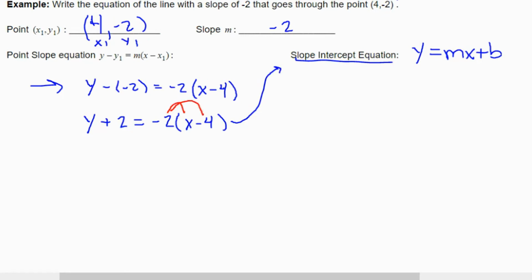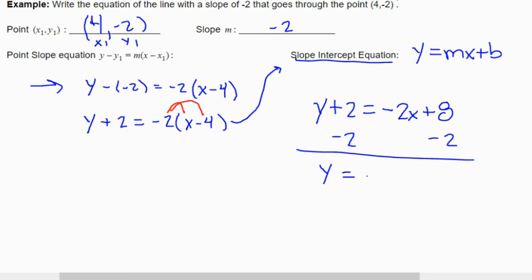Okay, so once I distribute my slope, then I have y plus 2 is equal to -2x. Well, what's -2 times -4? Positive 8. Well, it doesn't quite look like y equals mx plus b. There is one more thing that I need to do. I need to move this 2 to the other side. So we're going to isolate the y. So I'm going to subtract 2 on both sides. And so I have y equals -2x, 8 minus 2 is a positive 6.